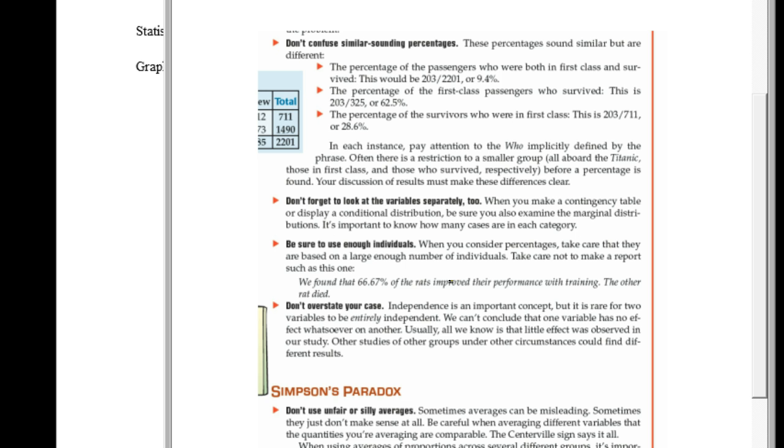Sometimes averages can be misleading, sometimes they just don't make sense at all. Be careful when averaging different variables that the quantities you're averaging are comparable. The Centerville sign says it all. It says entering Centerville, established 1793, population 7,943, elevation 710, average 3,482. Well, you don't want to add those three numbers together and find the average, because it doesn't make any sense. You don't want to average the year established, the population, and the elevation, because that just doesn't help at all.